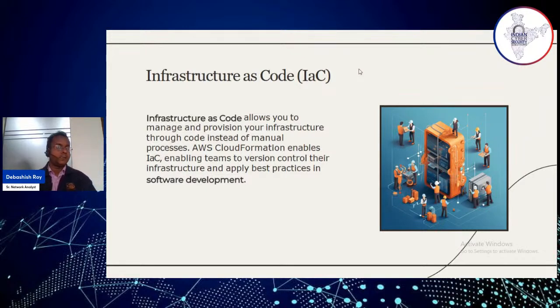Infrastructure as code, IaC, is the main idea of CloudFormation. What is that? Infrastructure as code allows you to manage and provision your infrastructure through code instead of manual processes. Say you are deploying an EC2 instance, for that also you are making code. For example, you have downloaded the AWS CLI, and using that you can give commands to launch the instance, or create a bucket and upload documents to the bucket. AWS CloudFormation enables IaC, enabling teams to version control the infrastructure and apply best practices in software development.